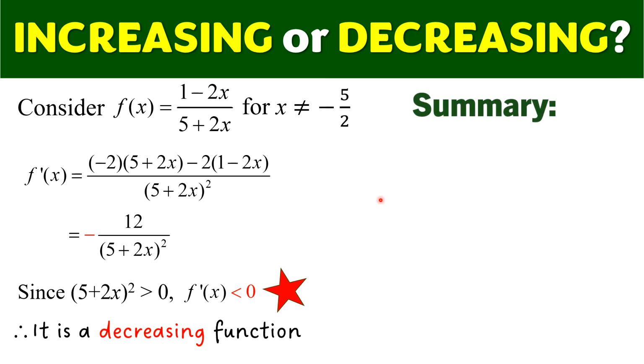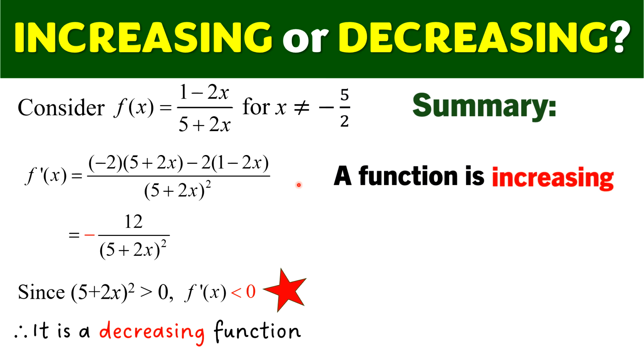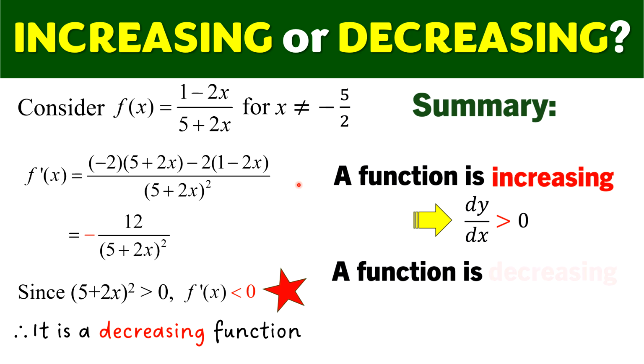So in summary, what do we learn today? It is important for all of you to be familiar with the conditions. A function is said to be increasing when the gradient function, the derivative, is greater than 0. And if a function is decreasing, then the derivative is less than 0. So be familiar with this condition.